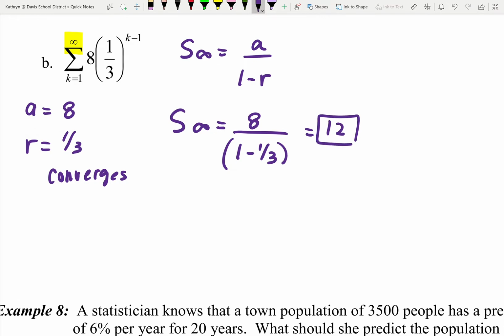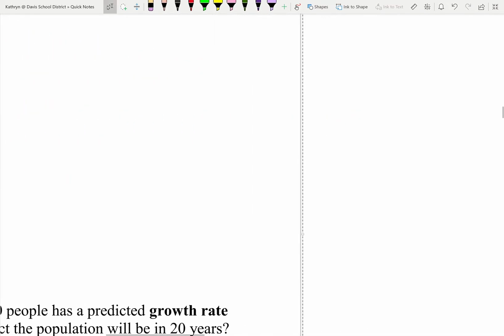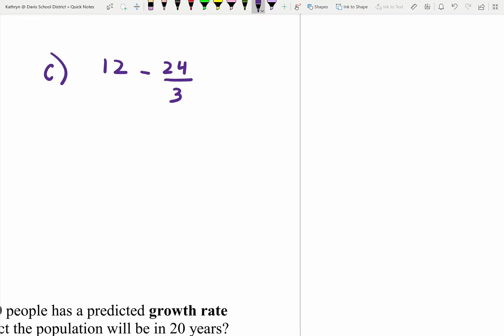Okay, I'm going to add a problem. Sorry. Question C. 12, negative 24/3, positive 48/9, negative, and so on. Find the sum.